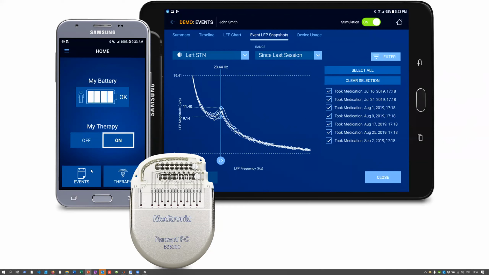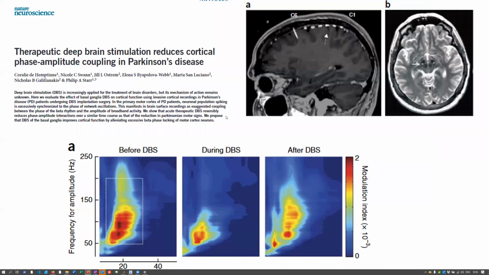So more than 100,000 patients have received deep brain stimulation as a therapy for Parkinson's disease. And this is a milestone where in the future we may treat more than 100,000 patients with an implantable clinical brain computer interface that reads the local field potentials and adapts stimulation to the demand of the patient.